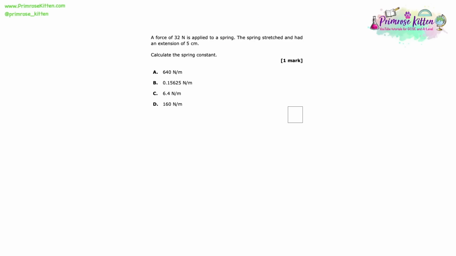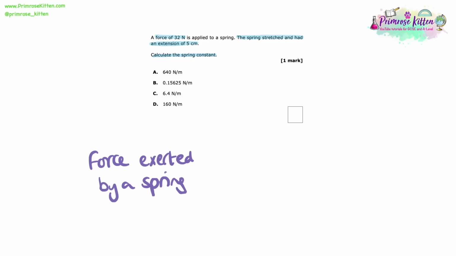A force of 32 newtons is applied to a spring. The spring stretched and had an extension of 5 centimetres. Now we're asked to calculate the spring constant. So to be able to answer this, we need to know the equation. We should know that the force exerted by a spring is going to be equal to the extension multiplied by the spring constant. So that's our equation that we're going to use here.